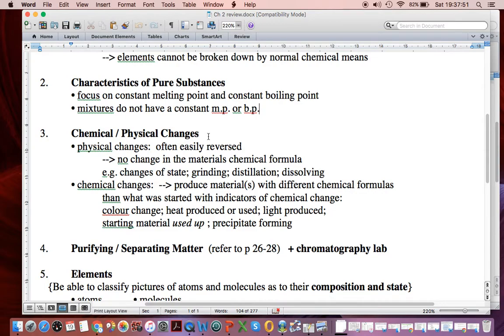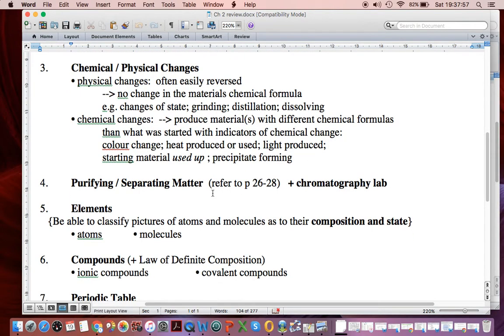From grade 8, 9, 10, and now 11, you have to know the difference between chemical and physical changes. You will be asked about that on the test. You should know how to purify and separate matter, and I'll have questions that go a little beyond standard questions from a textbook. You also have to know how to deal with the chromatography lab and calculate the Rf, so I will definitely have a chromatography question there, and you'll need a ruler.